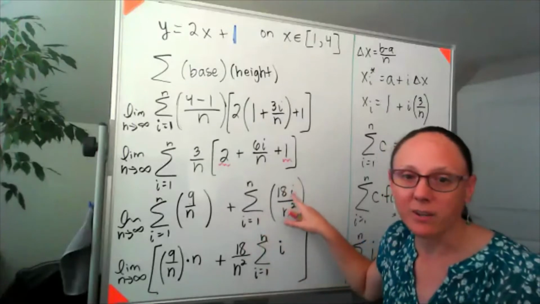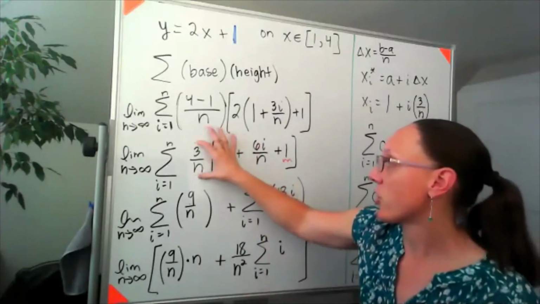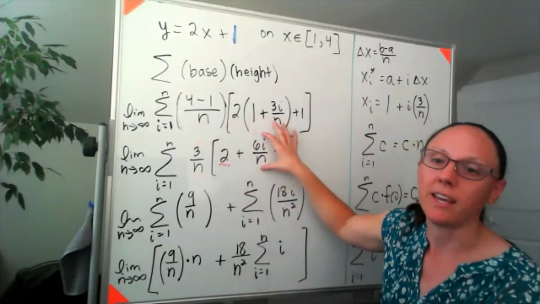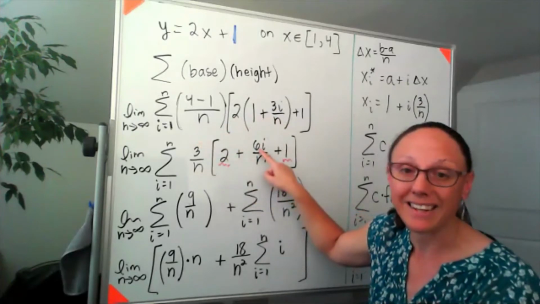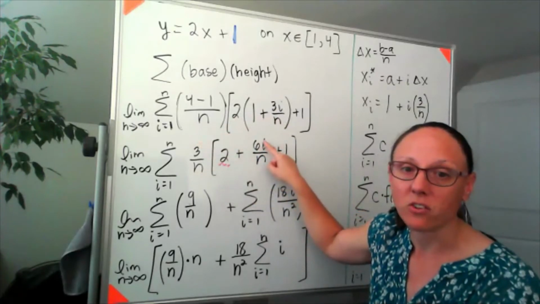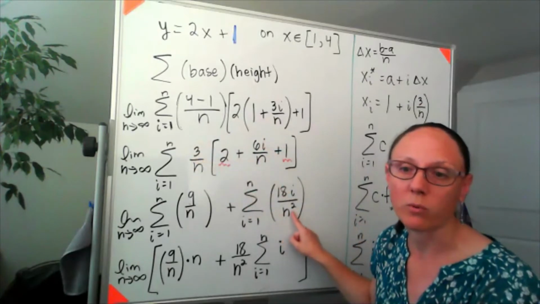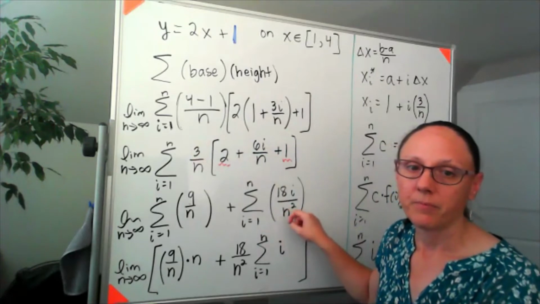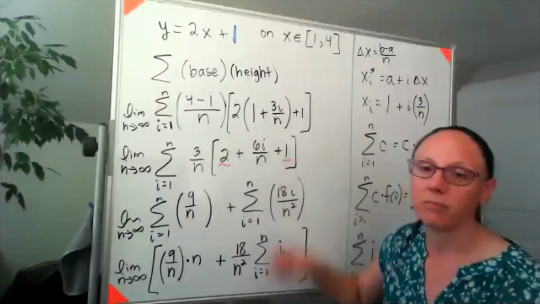And same kind of deal with the 18i over n squared. I'm taking this 3 over n and distributing it in. So I've got 3 times 6 giving me that 18. My i is still on top, and the n times n, they're both on the bottom, so I rewrote that as n squared. So these two terms are coming from distributing that 3 over n in.